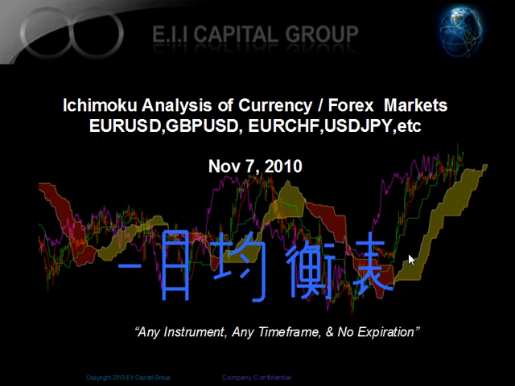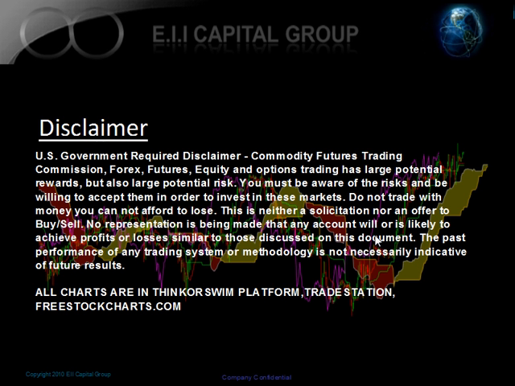This is our weekly Ichimoku analysis for the currency market, where we cover all the various major currency pairs out there. In the future, we definitely will be covering some exotic currency pairs too.